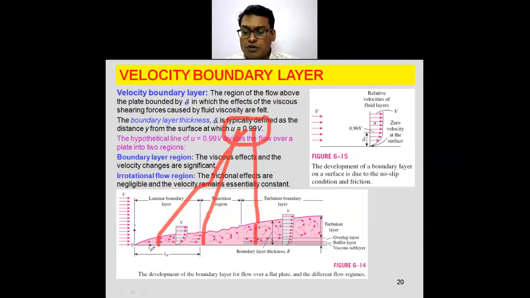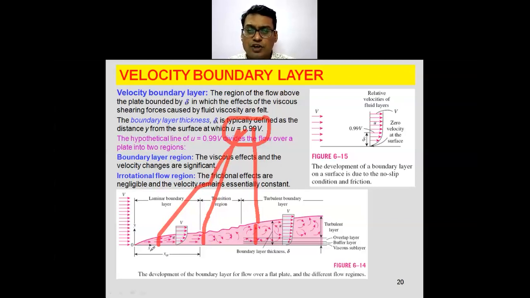So this is because of the frictional shearing stresses, that is tau, which is equal to mu into du by dy, that is existing. Then this thin boundary layer region near the surface is the region in which the friction must be considered, and the outer region is where the frictional effects can be neglected.